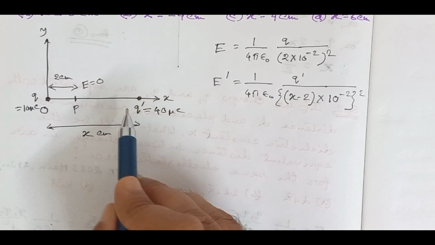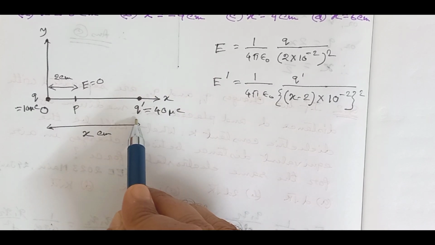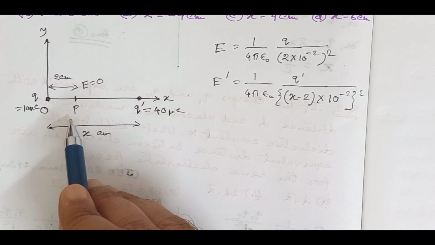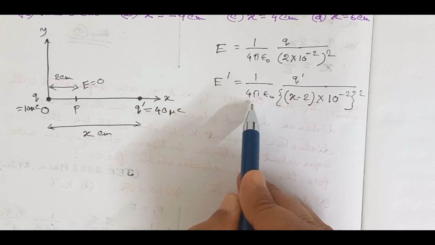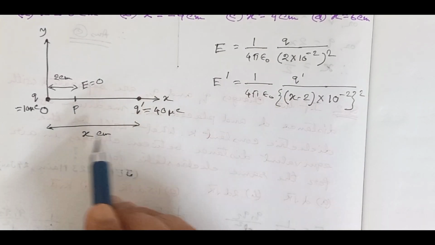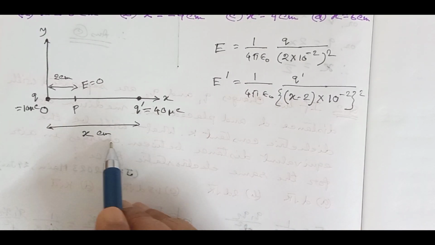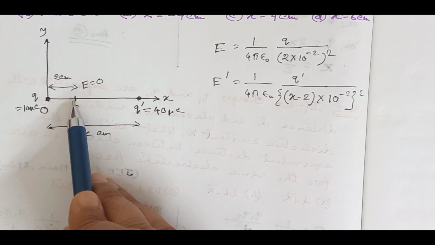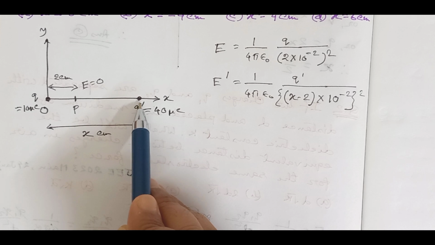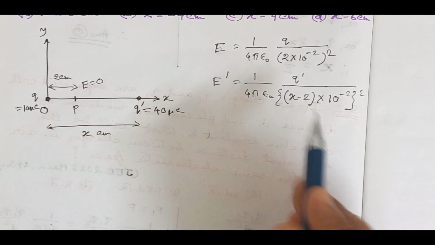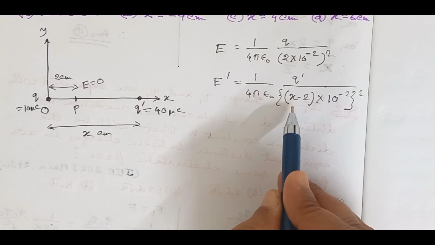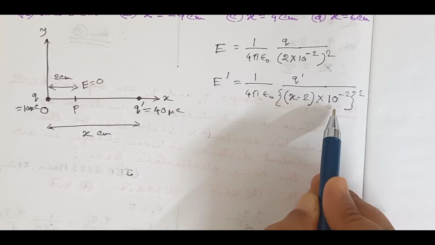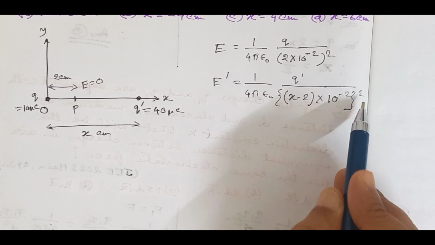Again, another part: the electric field due to the charge q prime at point P is 1 by 4 pi epsilon 0 q prime by x minus 2. The distance is x, and here the distance is 2 centimeter. So the distance of the point P from q prime is x minus 2 centimeter. So we are given here x minus 2 into 10 to the minus 2 whole square.